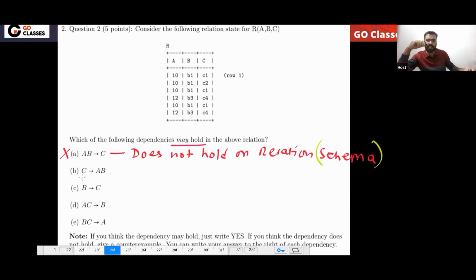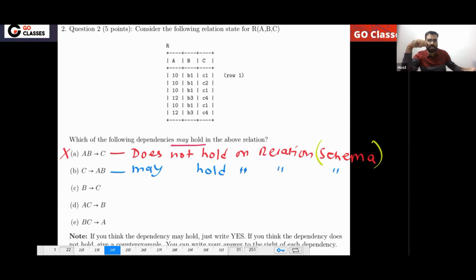Next, what about C determining AB? You can notice here the value of C is the same and the value of AB is also the same. Here also the value of C is the same, and the value of AB is also the same. Here too, the value of C is the same, and the value of AB is also the same. So I can say this may hold on the relation schema.